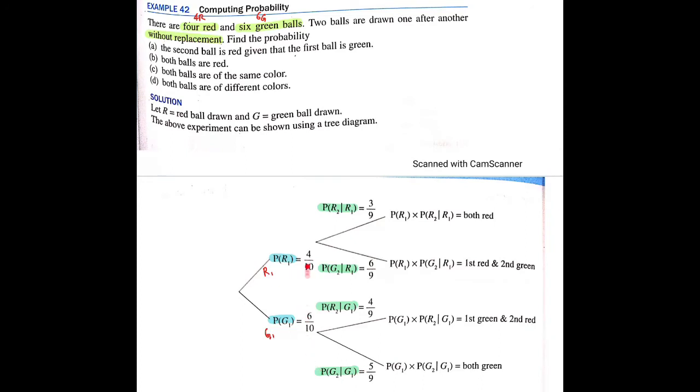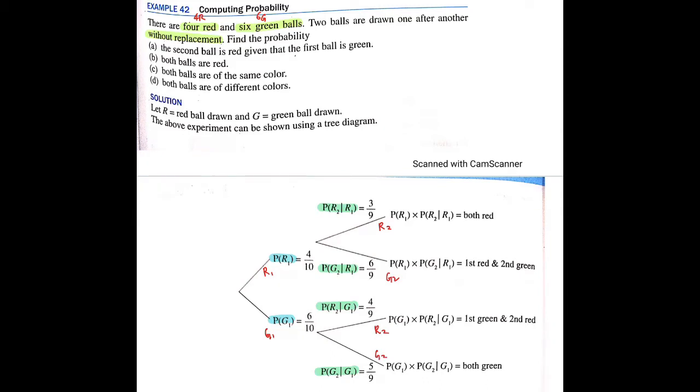This second line is focusing on the second pick. Let me write here. The first branch is talking about the second ball chosen is red, so let me write R2. And the other branch is talking about the second ball chosen is green, so it is G2. Let's see another branch. Originally, you have picked G1. So now our second pick can be red second or it can be green second.